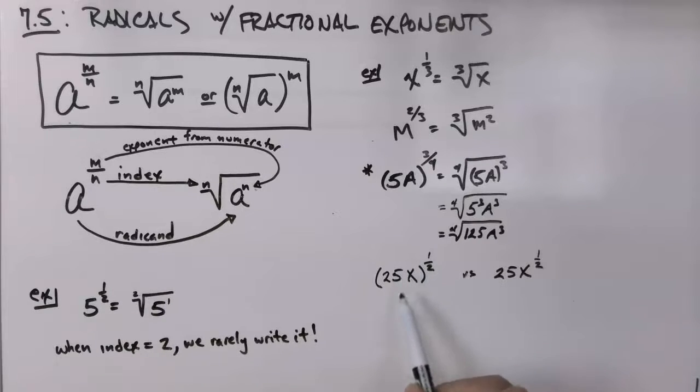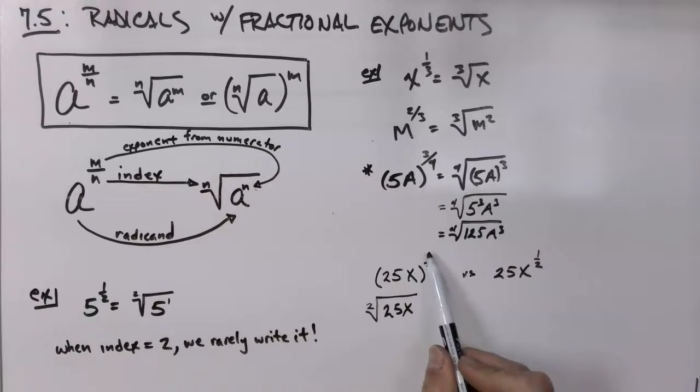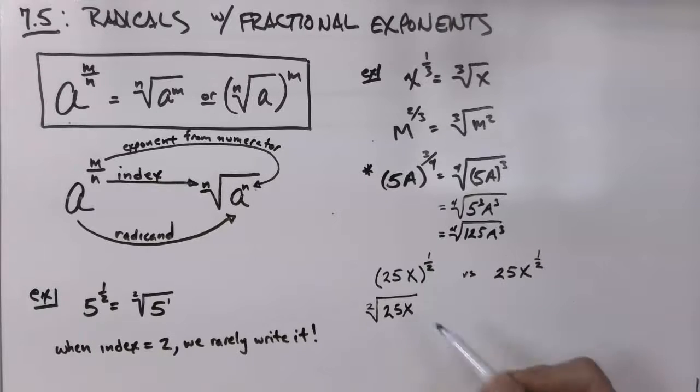Since this is speaking to the entire thing, I'm going to write vertically here, and I'm going to go ahead and write 2 as my index here. That means this entire thing would go inside. My radicand is 25x, and my numerator being 1, I don't need to write it anywhere. That would be the radical expression of this fractional exponent.